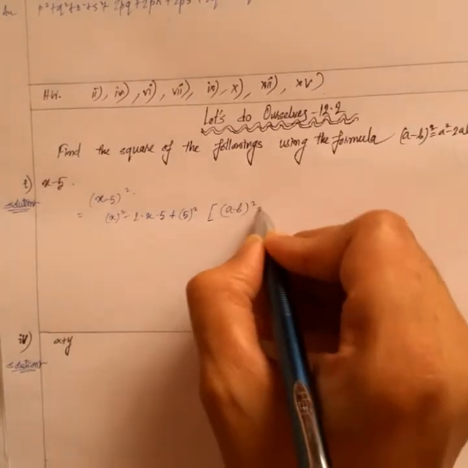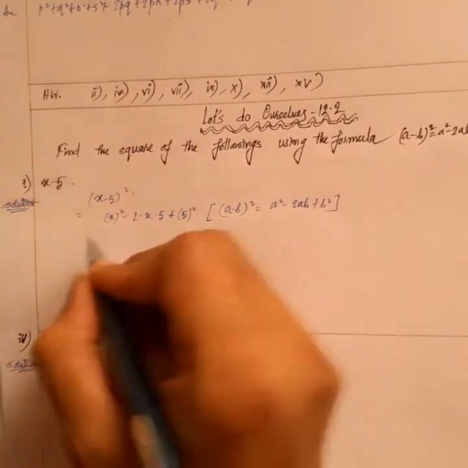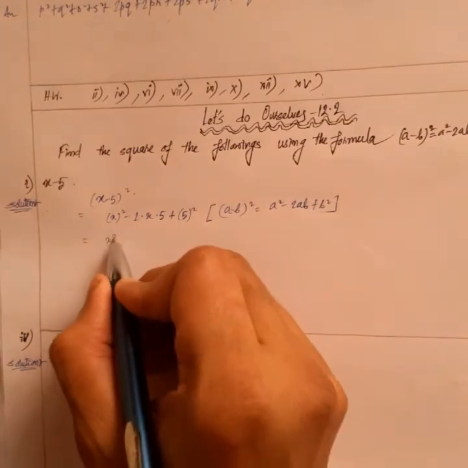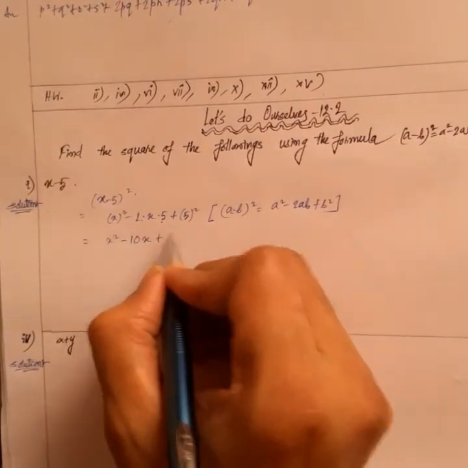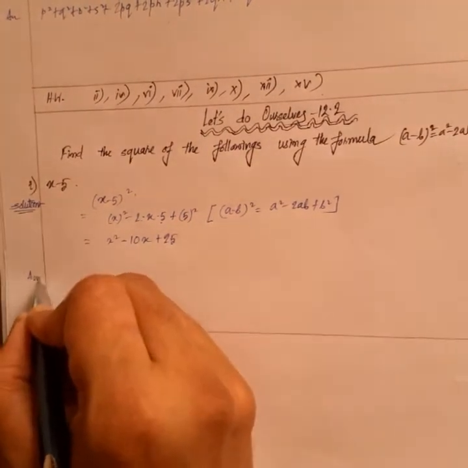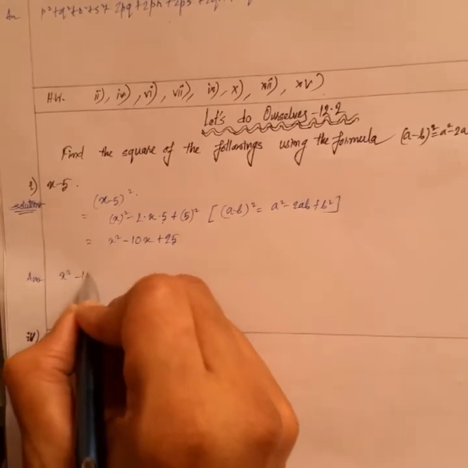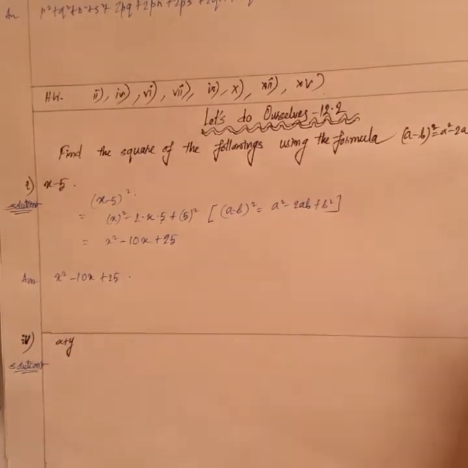As you know, we are going to mention the formula within the third bracket. Now this should give you x square minus 2 into 5 gives you 10 into x plus 5 square gives you 25. So the answer is x square minus 10x plus 25. I hope this is clear.